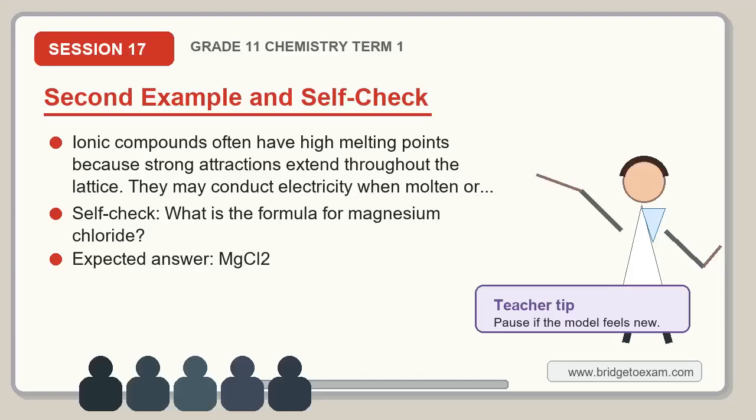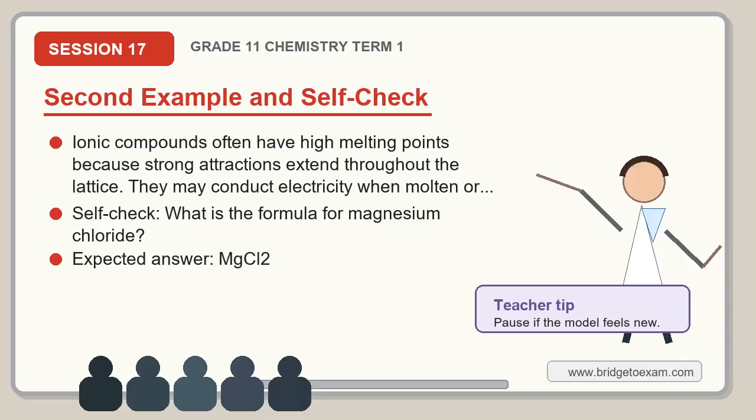Here is a second example. Ionic compounds often have high melting points because strong attractions extend throughout the lattice. They may conduct electricity when molten or dissolved because ions can move. But solid ionic crystals do not conduct well because ions are locked in place.